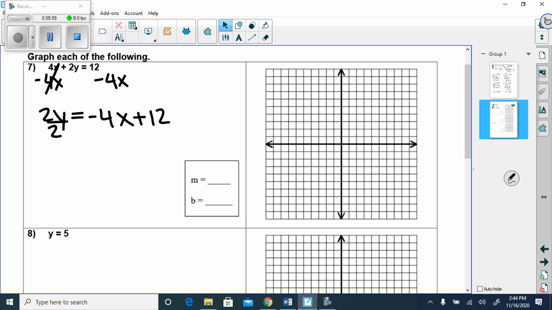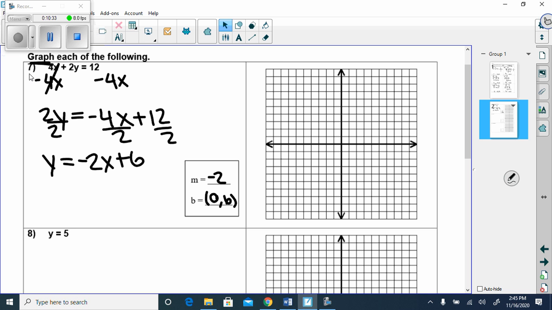Divide everything by 2. And then I end up with y equals what? Good. Okay, and again, it asked me what m is. And b would be 0, 6. Okay. And after we solve, it asks us to graph. Okay. So b, that tells us where we're supposed to start. Where is this graph supposed to start? At 6. Right, at 0, 6.